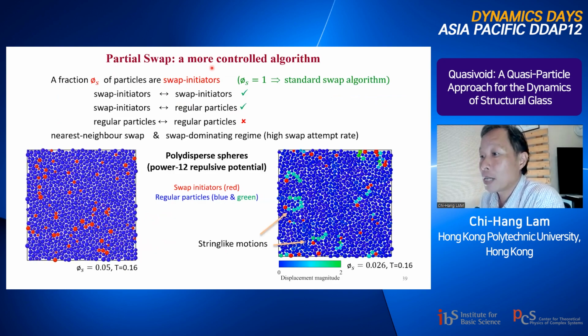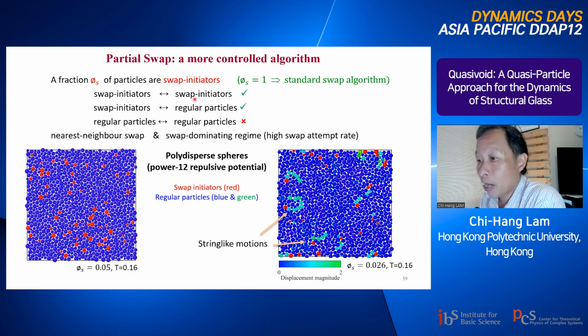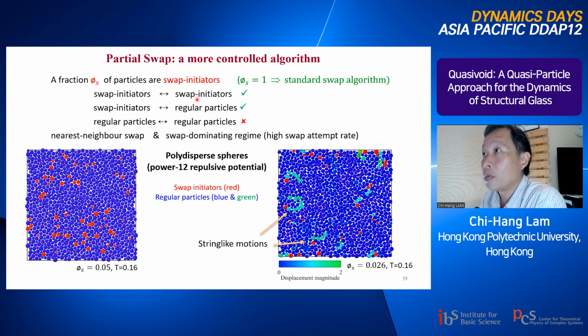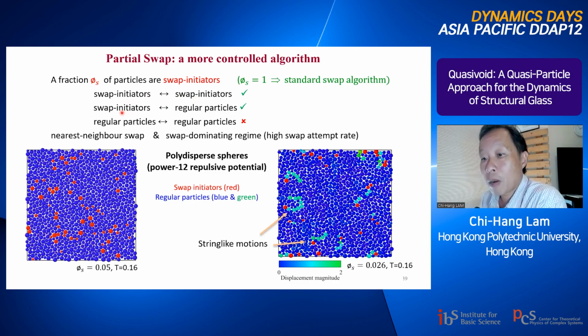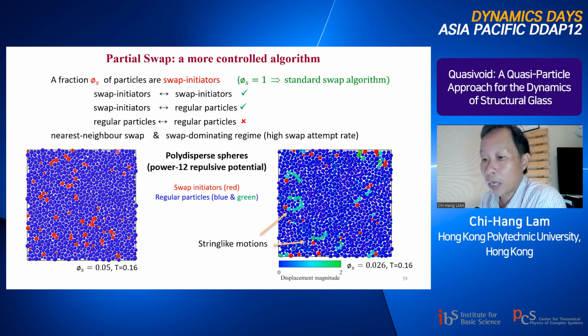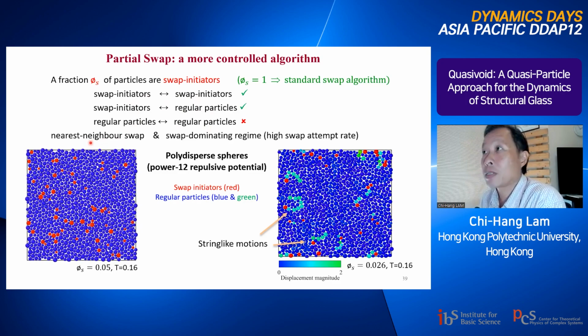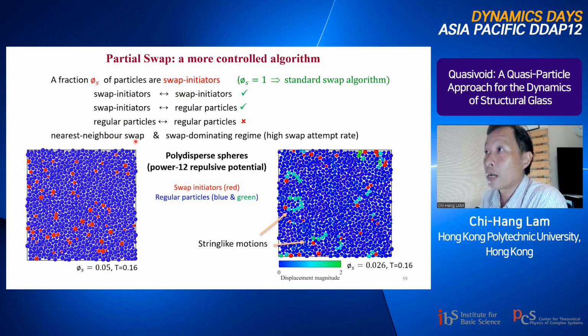As we suggest, this is a more controlled algorithm. So we introduce a fraction phi s of particles we call swap initiators, the red ones here. Swap initiators can swap among themselves, just like the original swap algorithm. And swap initiators can swap with regular particles, but regular particles, the blue ones, cannot swap among themselves. And we also consider only nearest neighbor swap, so that we don't have long jumps.